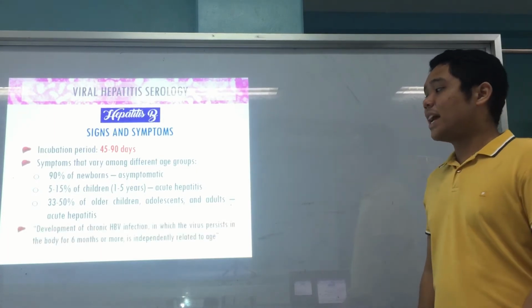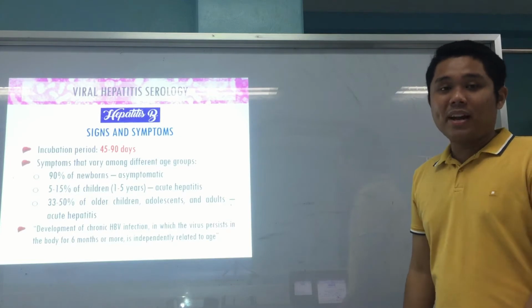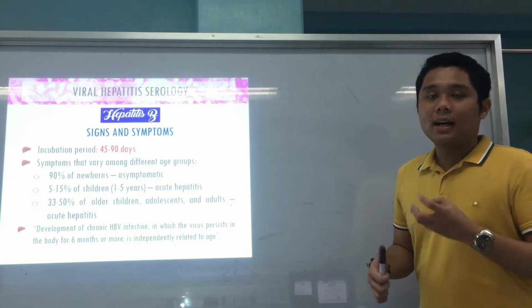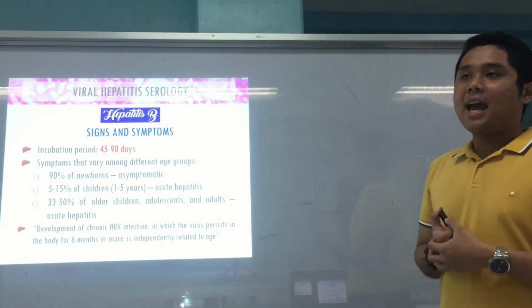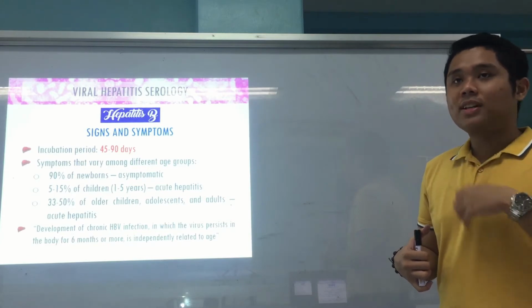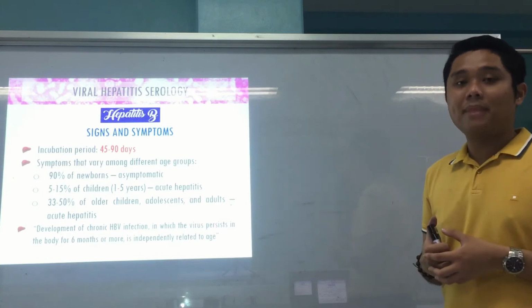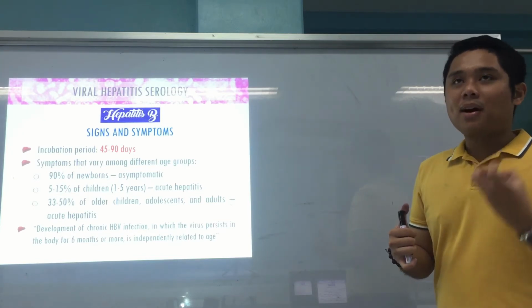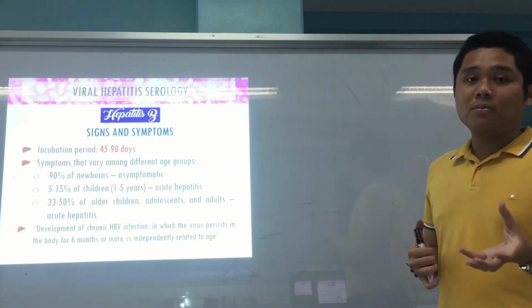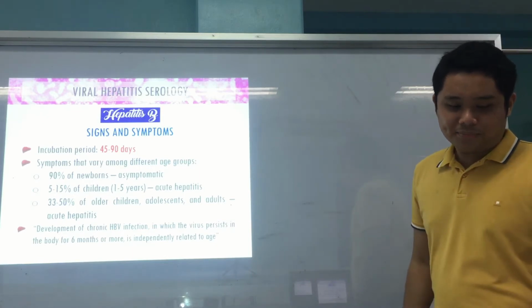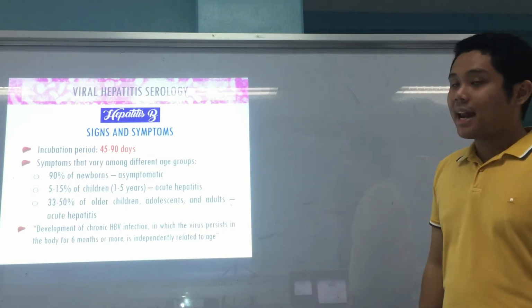Alright. And development of chronic HBV infection, in which the virus persists for greater than 6 months, is independently related to age, meaning anyone can have a chronic infection of hepatitis B as long as the virus persists in your body for more than 6 months. Ayan, so it can progress to chronic forms. But more at risk are the immunosuppressed, immunocompromised patients. Example, those having HIV, they have defects in the immune system. So they are more vulnerable, more prone to developing chronic forms of hepatitis B earlier. Okay, alright. So that's for the signs and symptoms.